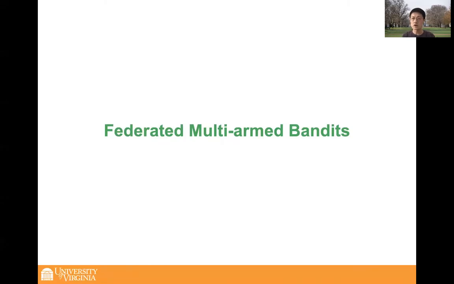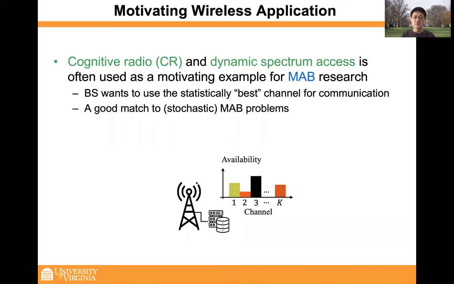Okay, next we want to talk about another application-driven bandit development called federated multi-arm bandits. This motivating wireless application is, I think, something that would resonate well with the engineers who work on wireless network optimization. As we all know by now, cognitive radio and dynamic spectrum access are often used as a motivating example for MAB research. And this is for very good reasons.